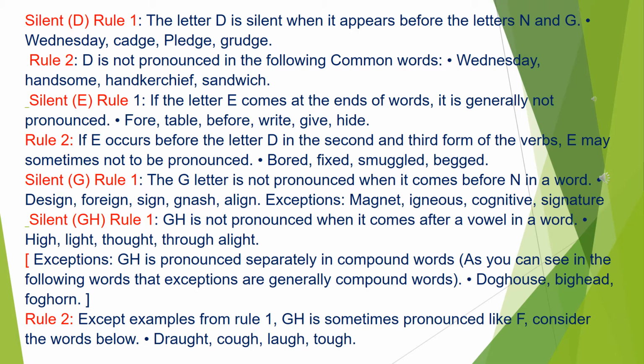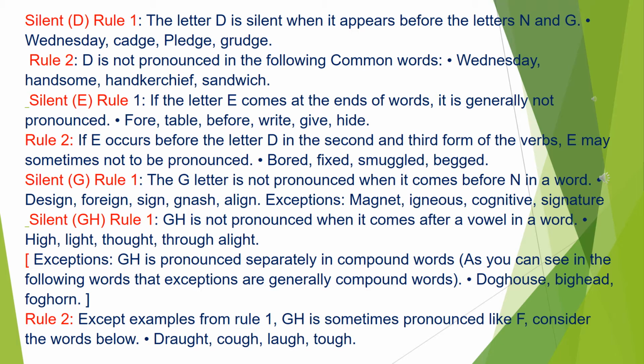Let's see the silent E rules. If the letter E comes at the end of words, it is generally not pronounced. For example, for, table, before, right, give, hide. This is a very common rule which we follow in most of the words.